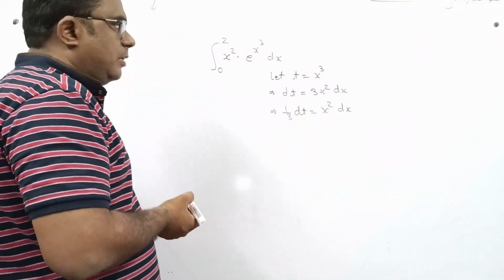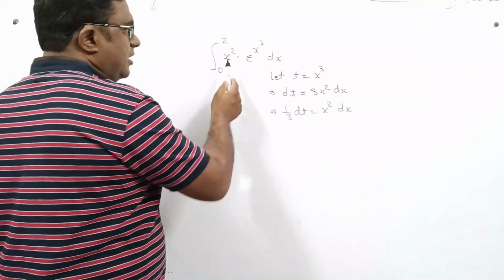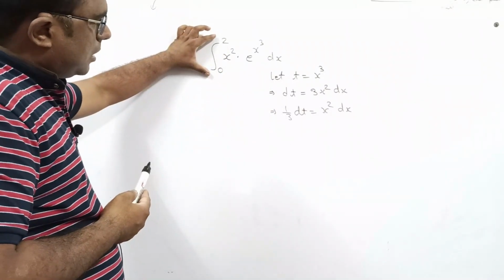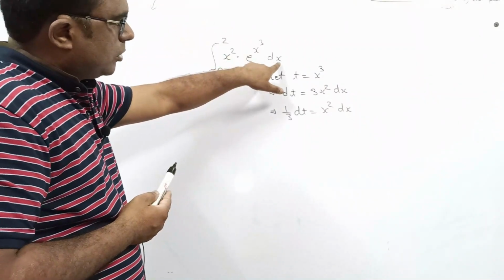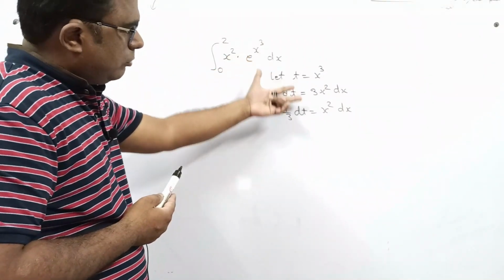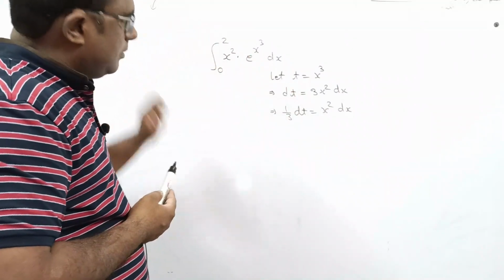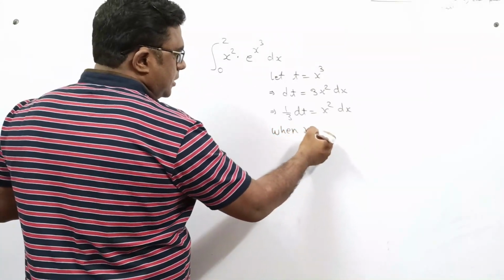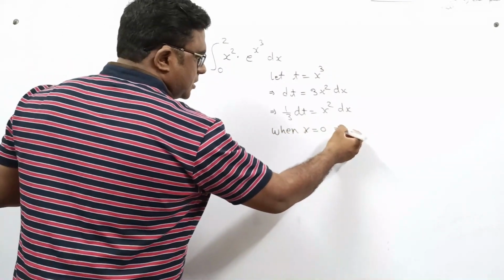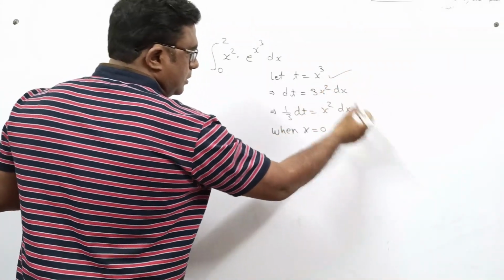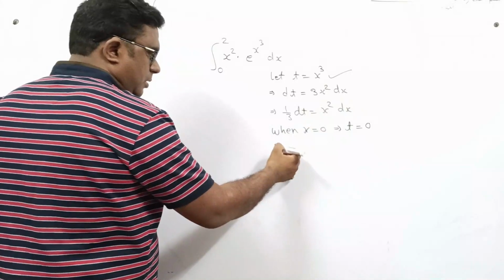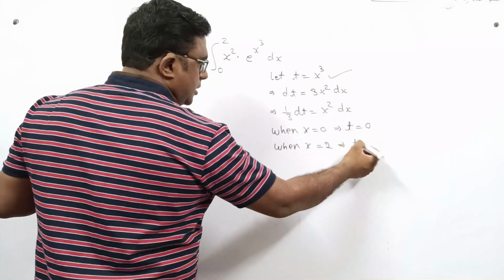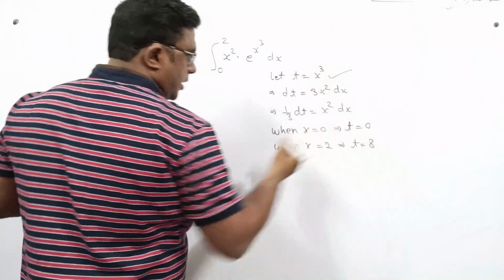One more thing to remember: whenever you change the variables inside the integration, you have to change the limits also, because these are the limits corresponding to the variable x. But when you change the variable to t, you will have to change the limits too. So this is done in this way. When x equals 0, put 0 here, then t will be 0 cube, which means 0. And when x is equal to 2, t is equal to 2 cube, which means 8.